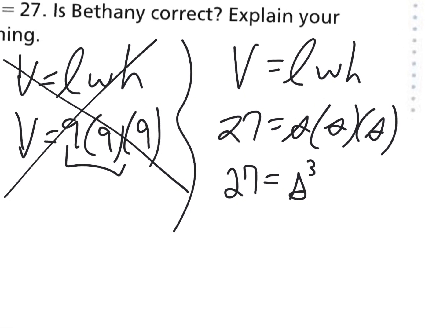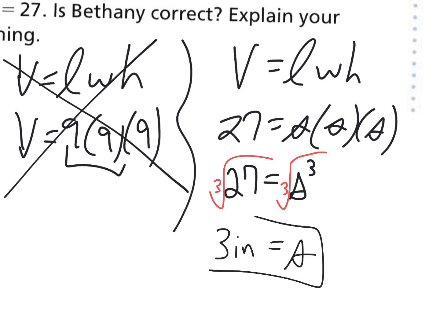So something cubed equals 27. If we were trying to figure out what that something is, we could take the cube root of 27 to figure out what that side length is. And so that would be 3. So 3 inches would be a side length, because 3 times 3 times 3 equals 27. So it'd be 3 inches by 3 inches by 3 inches.